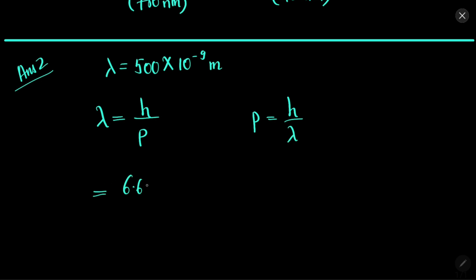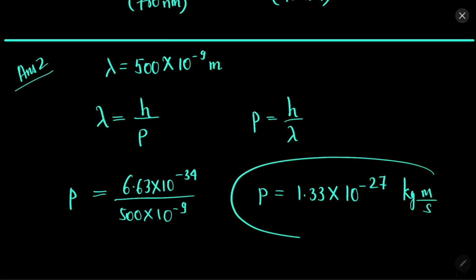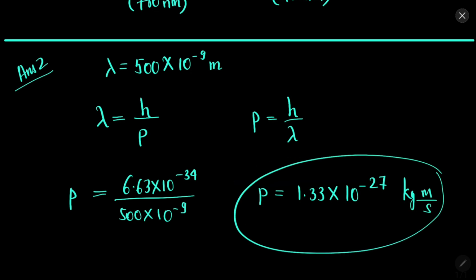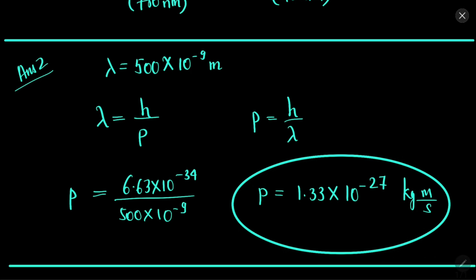So ultimately 6.63 into 10 to the power minus 34 over the wavelength, which is 500 into 10 to the power minus 9. So momentum will come out to be approximately 1.33 into 10 to the power minus 27 kilogram meters per second. This will be the momentum for the light of wavelength 500 nanometer. So momentum will be 1.33 into 10 to the power minus 27.